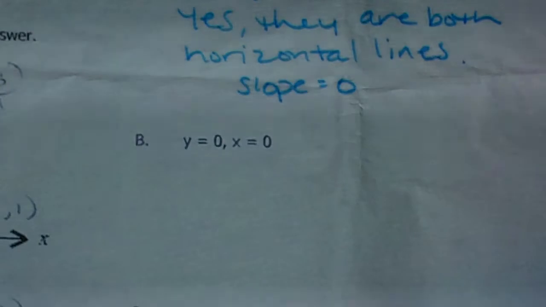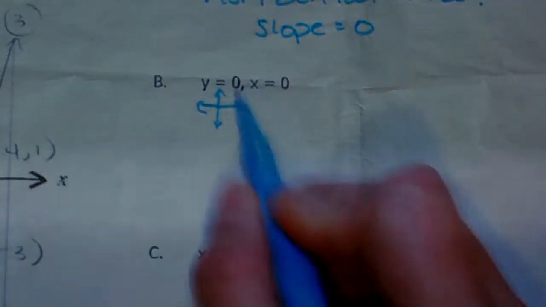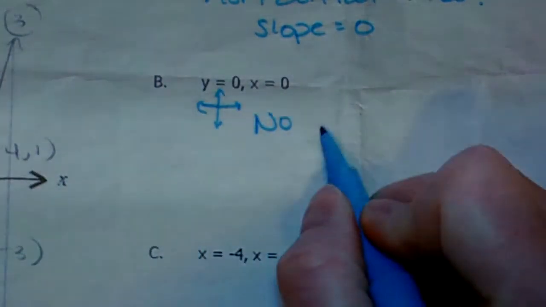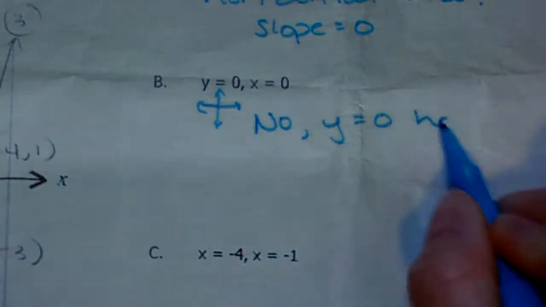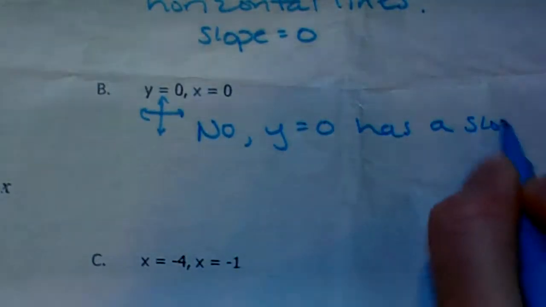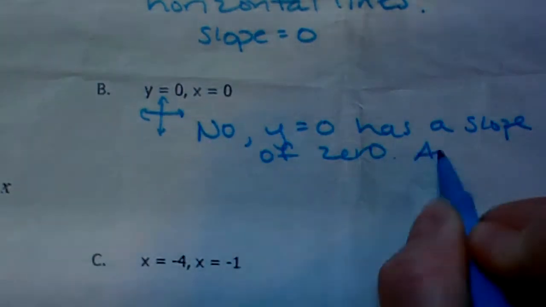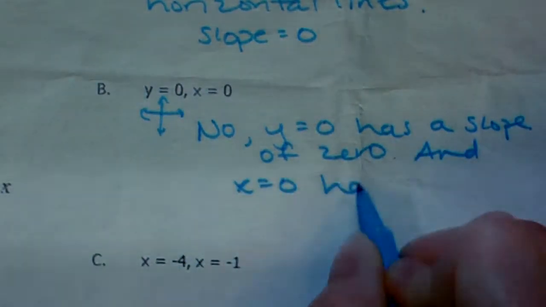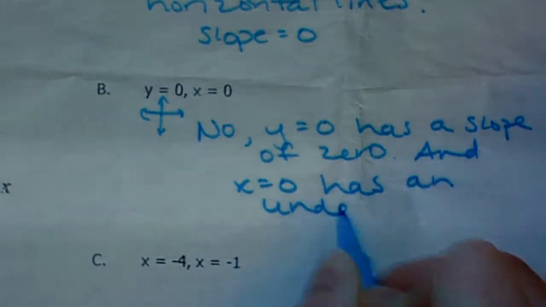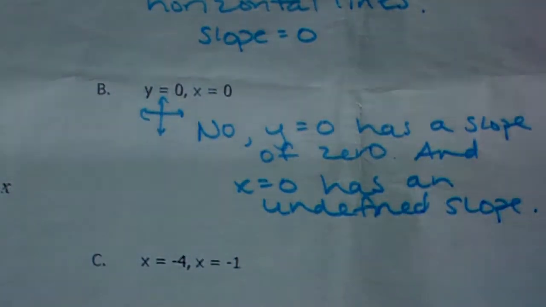All right, for letter B, I tell you that y equals 0 and x equals 0. Well, y is a horizontal line, x is a vertical line. Those definitely cross. So are those parallel? No. y equals 0 has a slope of 0. And x equals 0 has an undefined slope. So undefined and 0 are not the same, and you have to have the same slope in order for them to be parallel.